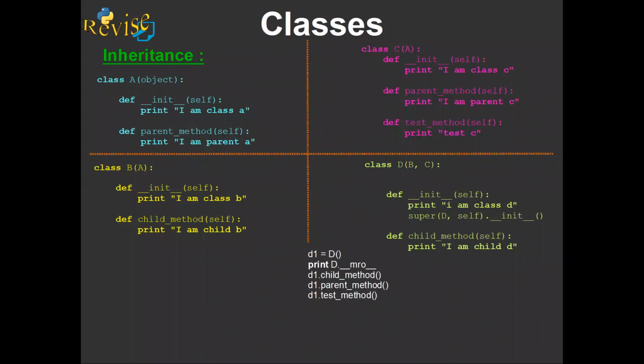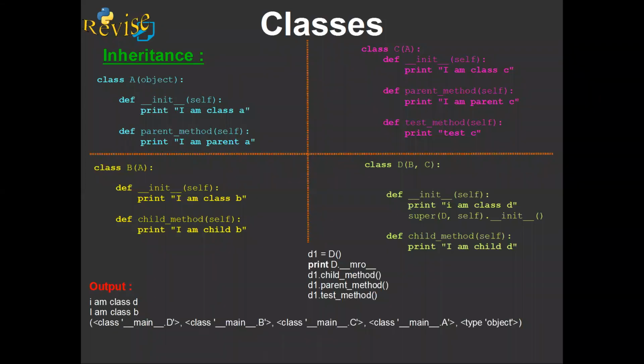So now we will initialize D1. Once we initialize D, we will get "I am class D" from the init method of class D, and there is a call for super. So it prints "I am class B" because B is the first parent of D.